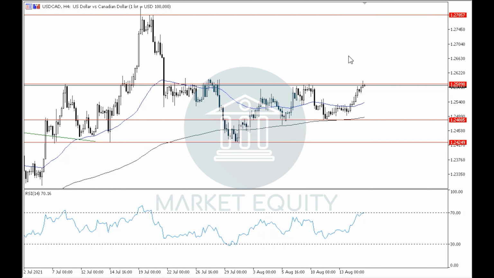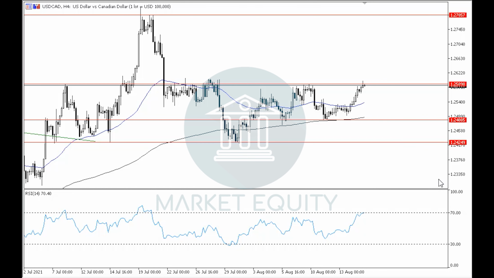If we notice the RSI indicator in the 4-hour time frame, then we can see that by moving around level 70 near the overbought area, it supports the probability of continuing the correctional sideways movement in the 4-hour time frame, which will end by breaking upwards to level 1.2590. That was it for the US dollar versus the Canadian dollar.